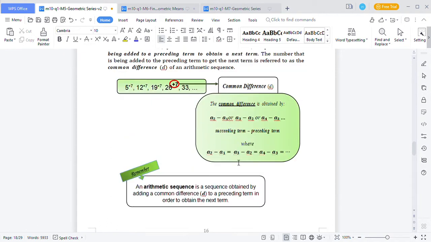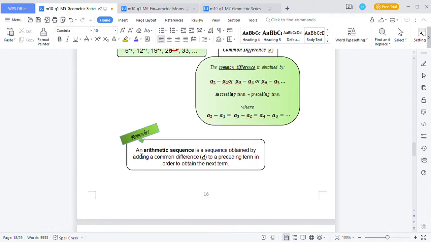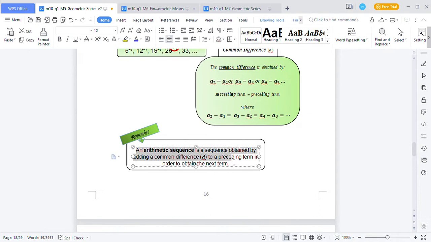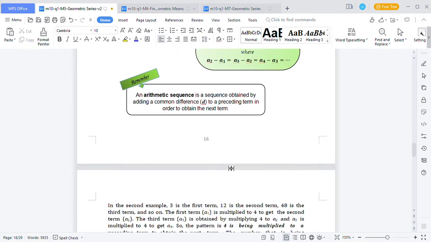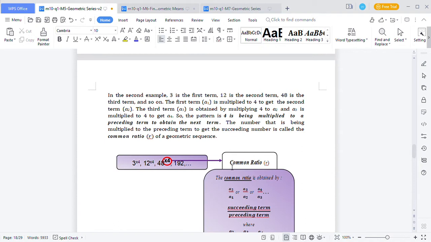So when we have the common difference, of course, we can call that sequence an arithmetic sequence. The definition of an arithmetic sequence is a sequence obtained by adding a common difference d to the preceding term in order to obtain the next term.